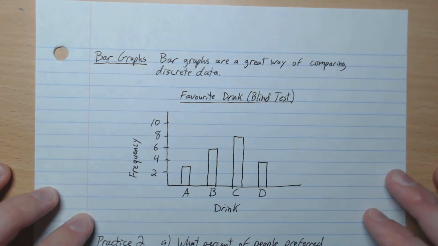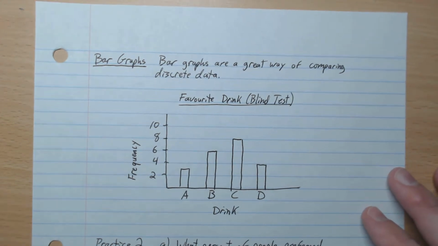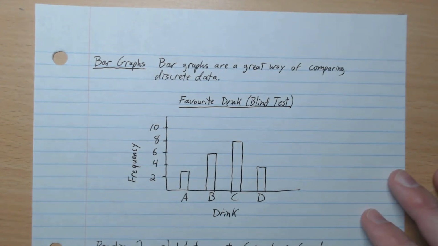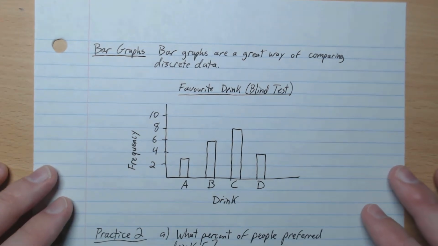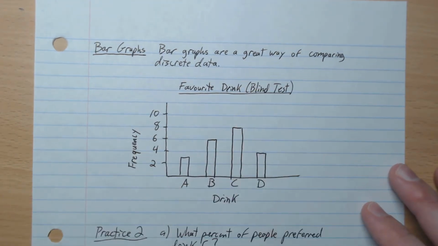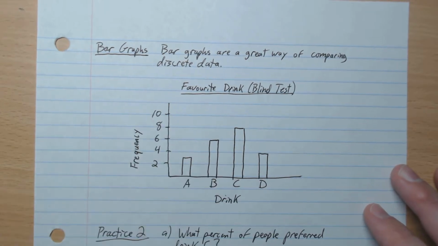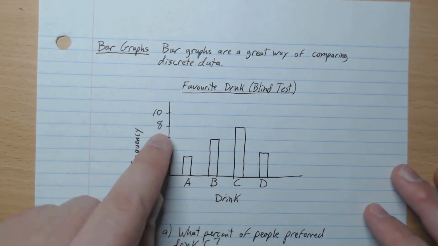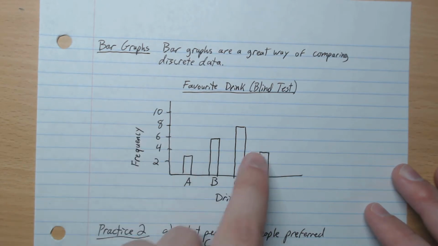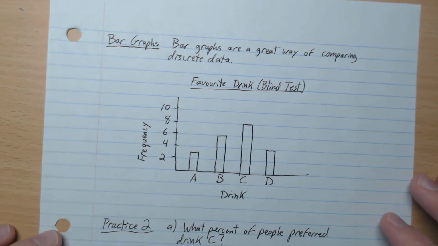Bar graphs. Bar graphs are probably the most popular. They're a great way of comparing discrete data. So let's look at our example here. Favorite drink, and they were given a blind test. So drink A, B, C, D. And so which one were their favorite drinks? A was 3, B was 6, C was 8, and D was 4, like that.